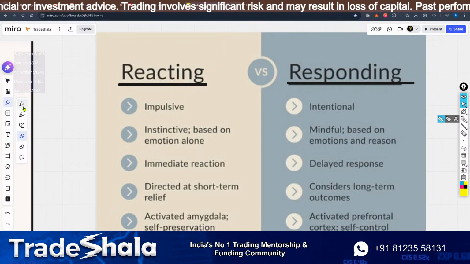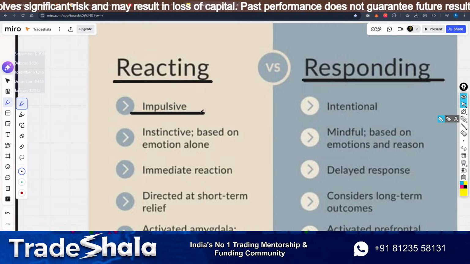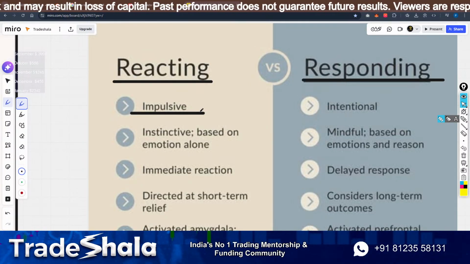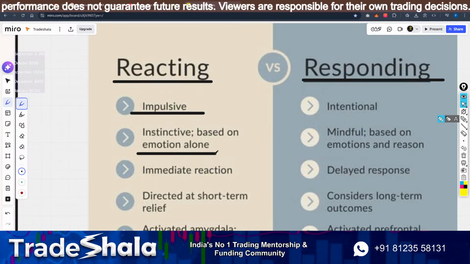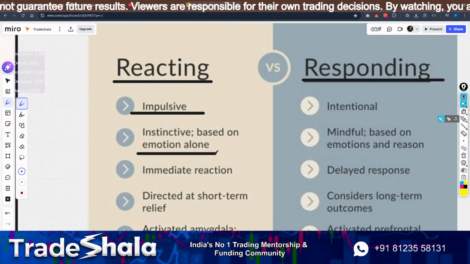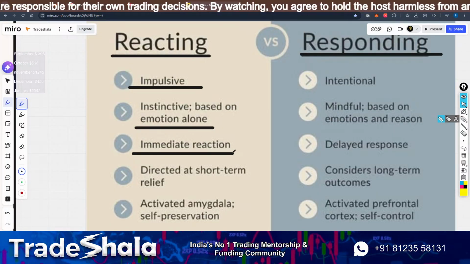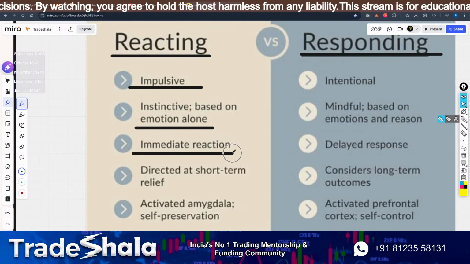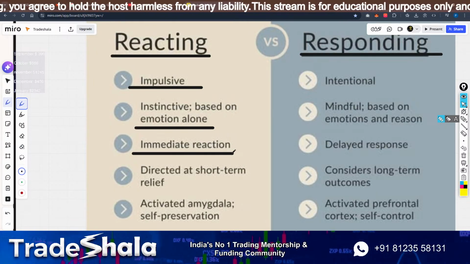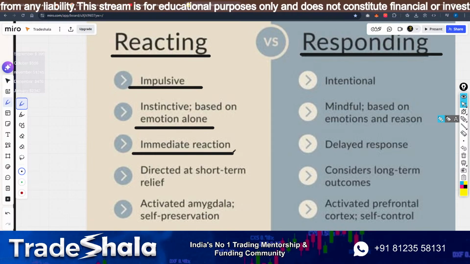What does reacting mean? Reacting means you are impulsive. If someone punches you, you punch them back without even thinking. It's instinctive, based on emotion alone. You are doing the act purely based on emotions, and then you have an immediate reaction. If you are angry and you react immediately, that is a very bad thing in life. Immediate action is always a bad thing.